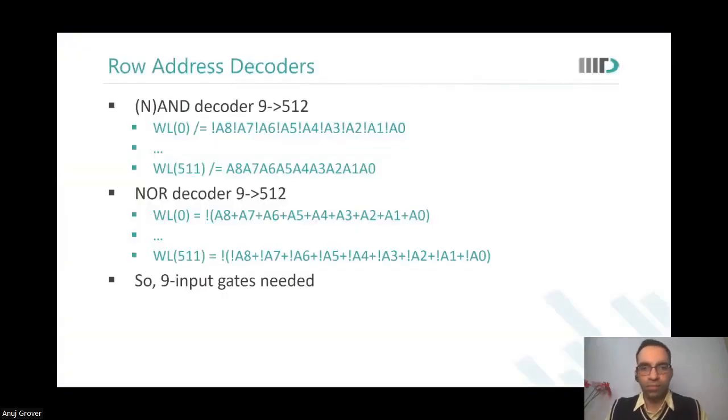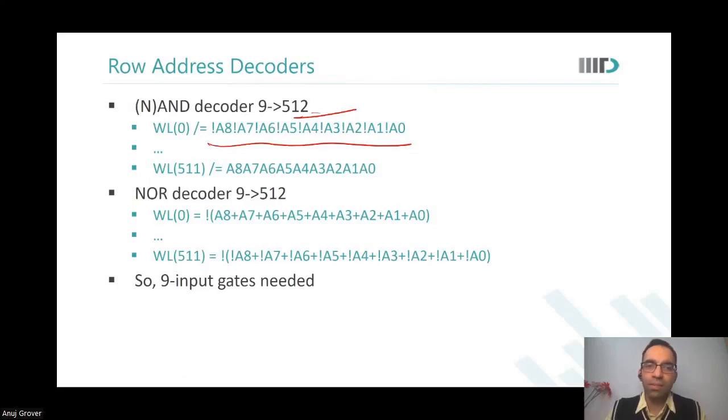Row address decoding now. While we say there are, let us say, 128 rows, or in this case, for example, 512 rows, decoding essentially means that I am putting a NAND gate, for example, so that for selecting word line 0, A0 has to be 0, A1 has to be 0, and so on. Or for selecting word line 511, all the 9 address bits have to be 1.